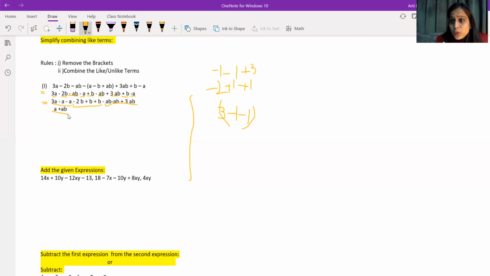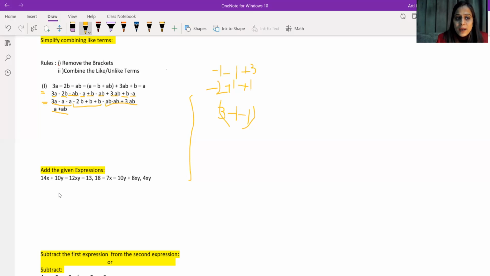You can know that our answer is final when, after simplifying it, after combining the like terms, there should not be any like term in your answer. Answer में आपकी कोई भी like term नहीं होनी चाहिए. Only a plus ab, both are unlike, right? So it's our final answer.